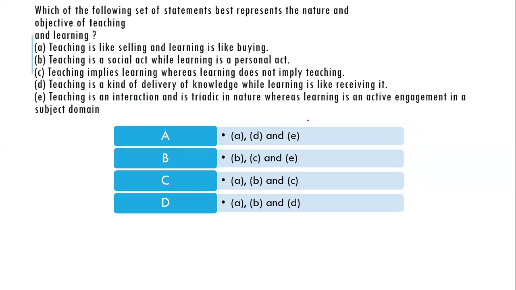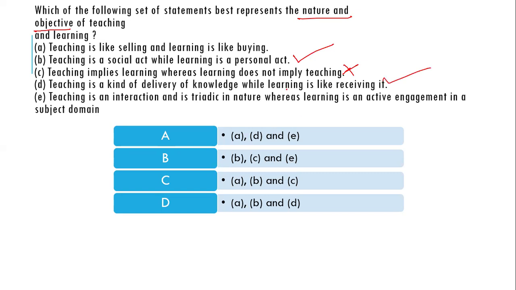Which of the following set of statements best represents the nature and objective of teaching and learning? Teaching is like selling and learning is like buying. Yes, that is so true. Teaching implies learning, whereas learning does not imply teaching. No. Teaching is a kind of delivery of knowledge, while learning is like receiving it.